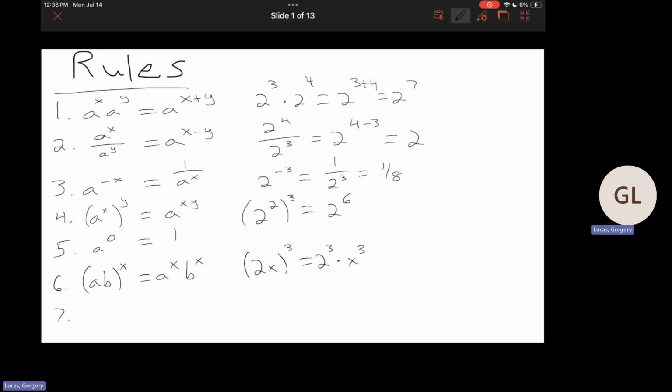And the same rule applies if I'm dividing. If I have a divided by b to the x, this is the same thing as a to the x divided by b to the x. So if I have 2/3 squared, it's the same thing as 2 squared over 3 squared.